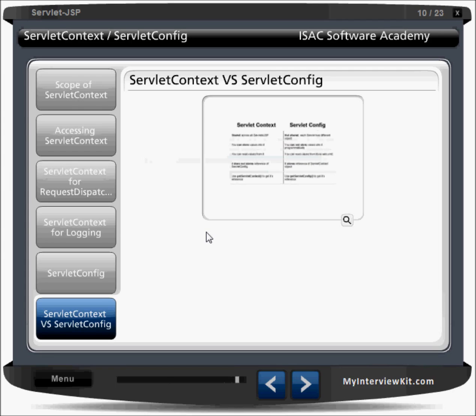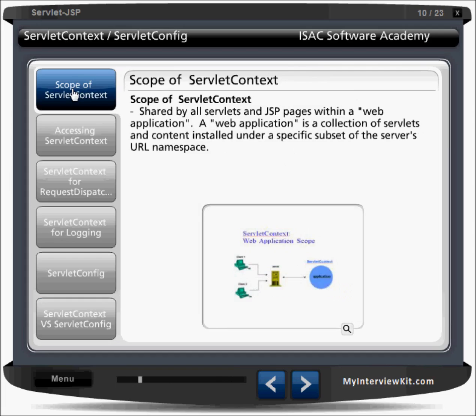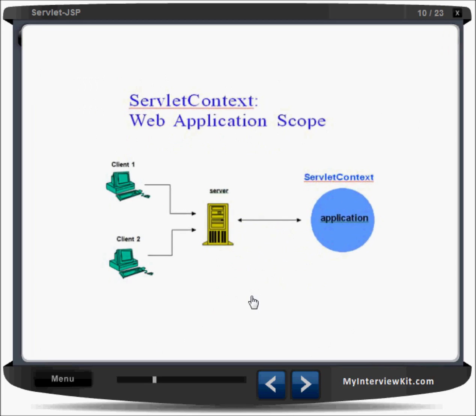Now next is the scope of servlet context. So what is the scope of the servlet context? It is within the application. Meaning if we have one application and it has a servlet context, then whatever components are in this application are eligible to access the resources from the servlet context, right?